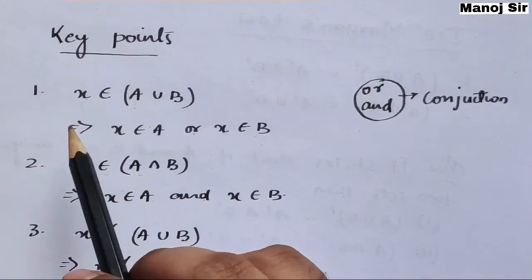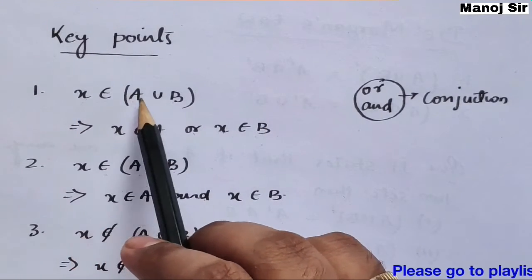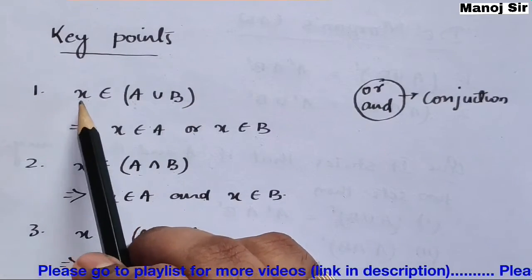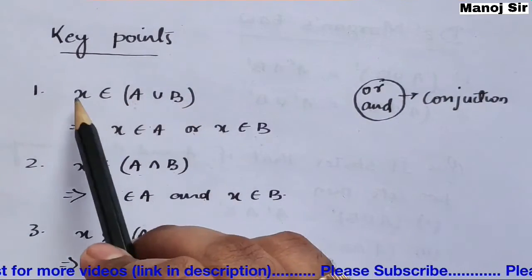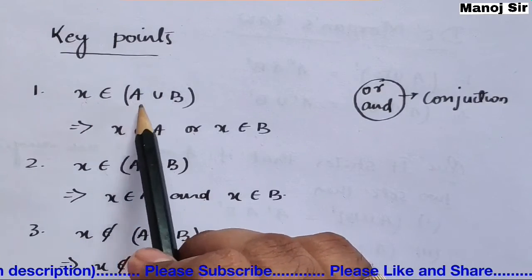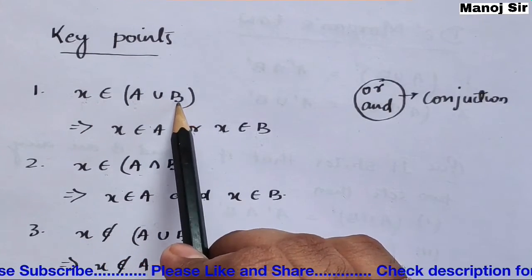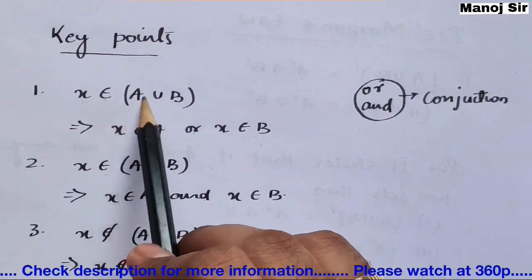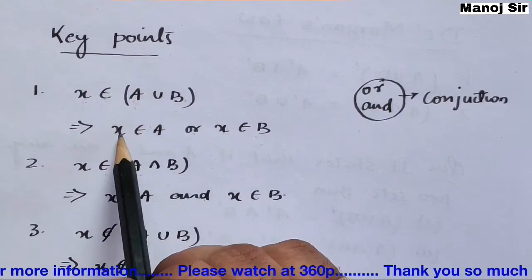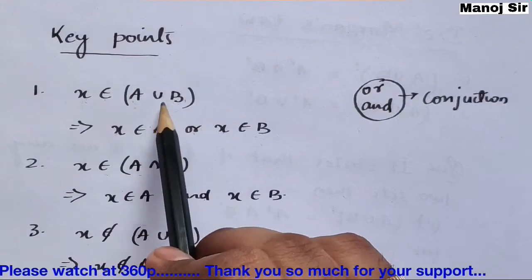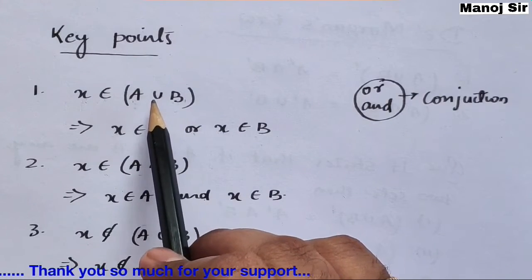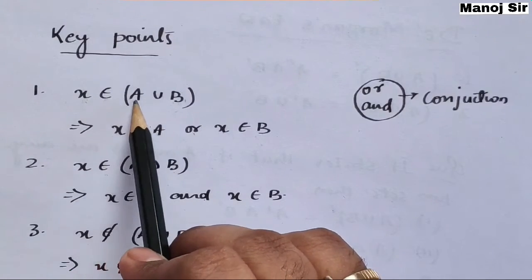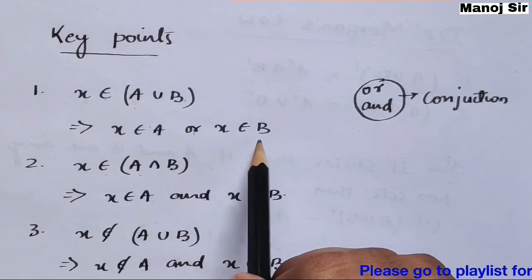If it is written that element x belongs to A union B, it means the element x is present either in set A or in set B. So x belongs to A or x belongs to B. In the union operation we need to use the conjunction or.